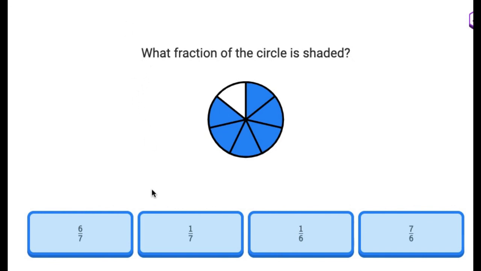What fraction of the circle is shaded? So 3 over this side and 3 over here. 6. Plus 1 more, 7. So it is 6 by 7.